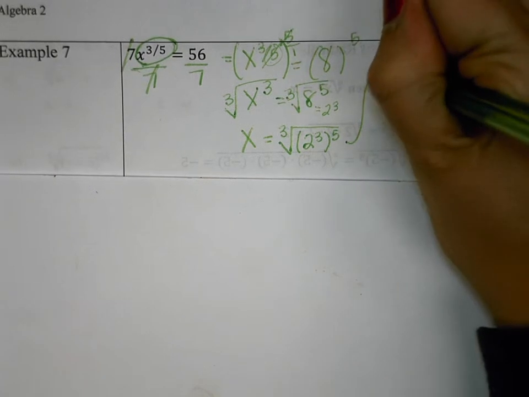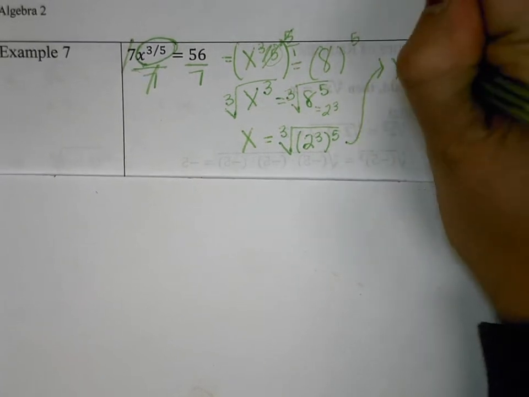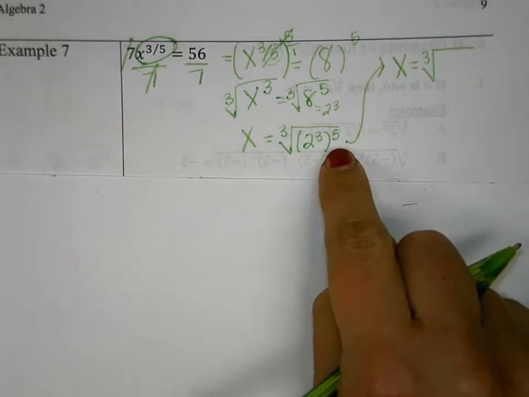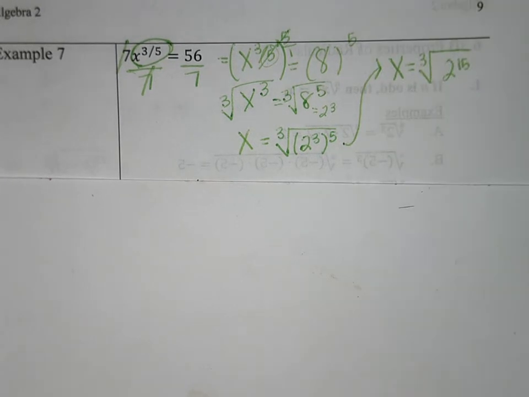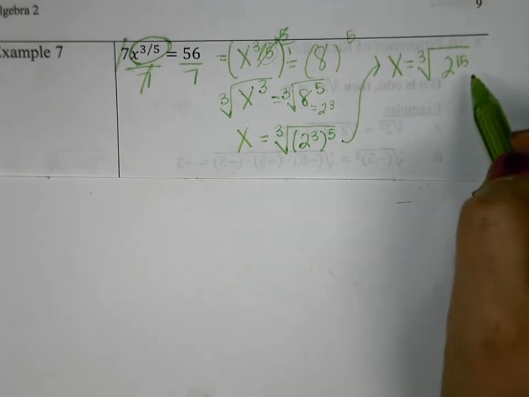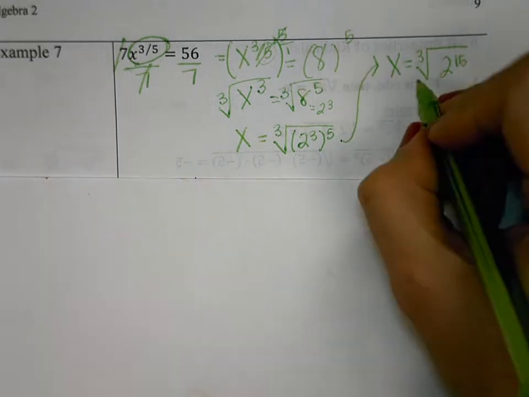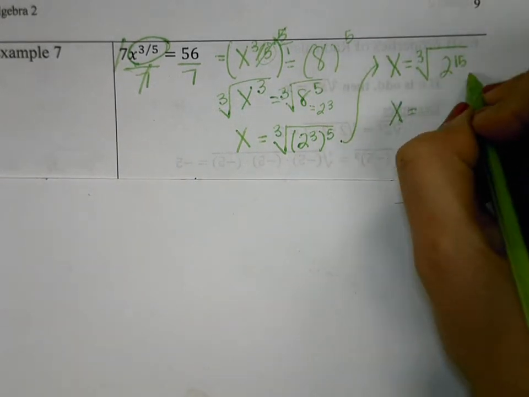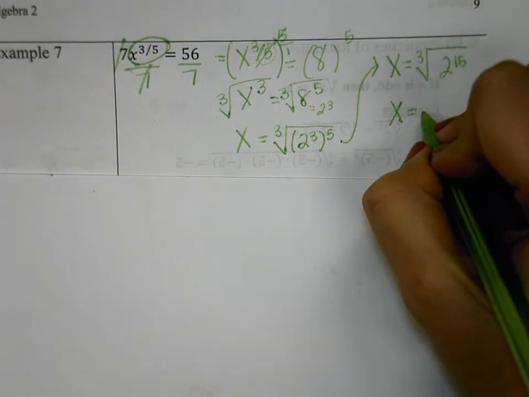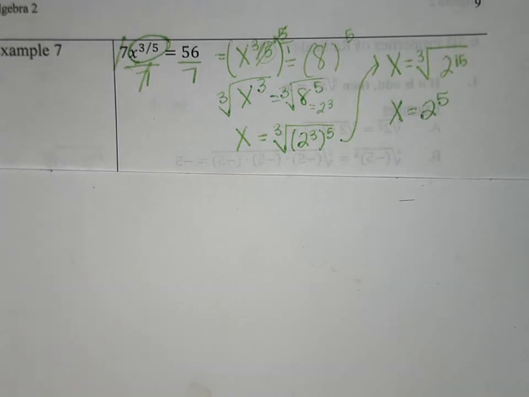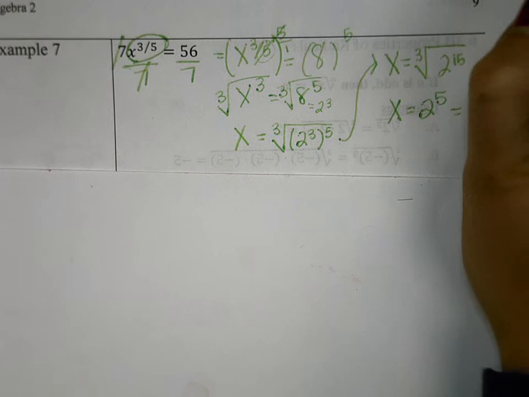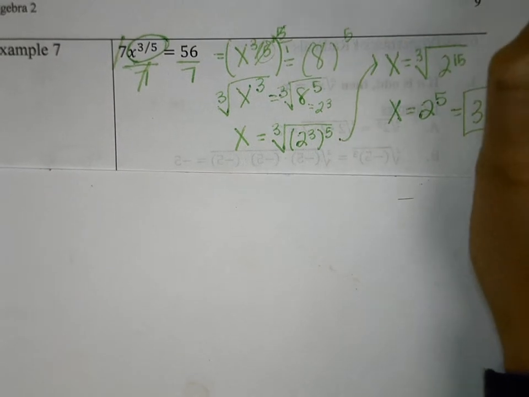So that's x equals the cube root. 2 to the third to the fifth power is 2 to the 15th power. And now I can look for groups of 3 here. The cube root of 2 to the 15th, 15 divided by 3 actually gives me 5. So the answer is going to be 2 to the 5th power. But we can do that. 2 to the 5th power comes out to 32.